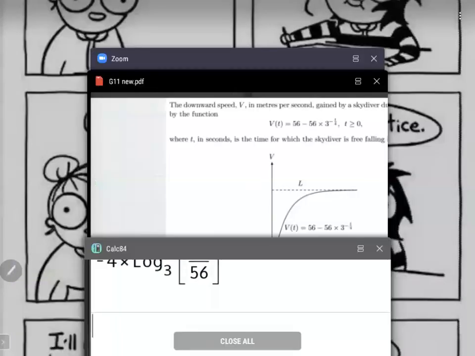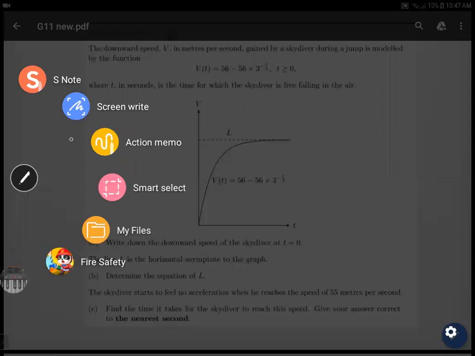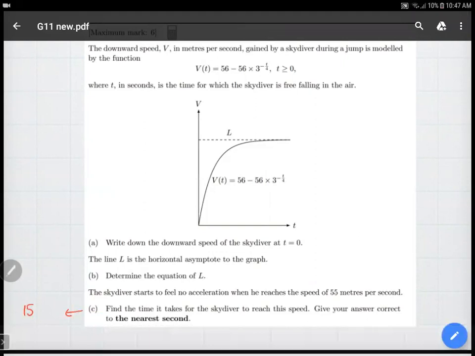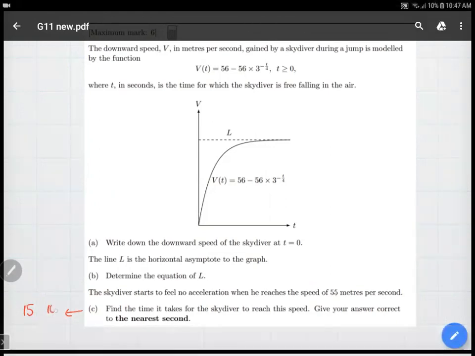So go back to our question, we get the answer. So to find 55 meters per second as a speed, the time will be 15 seconds. So we can write 15. Or you can round to 1 decimal place. You can write 14.7 as your answer.